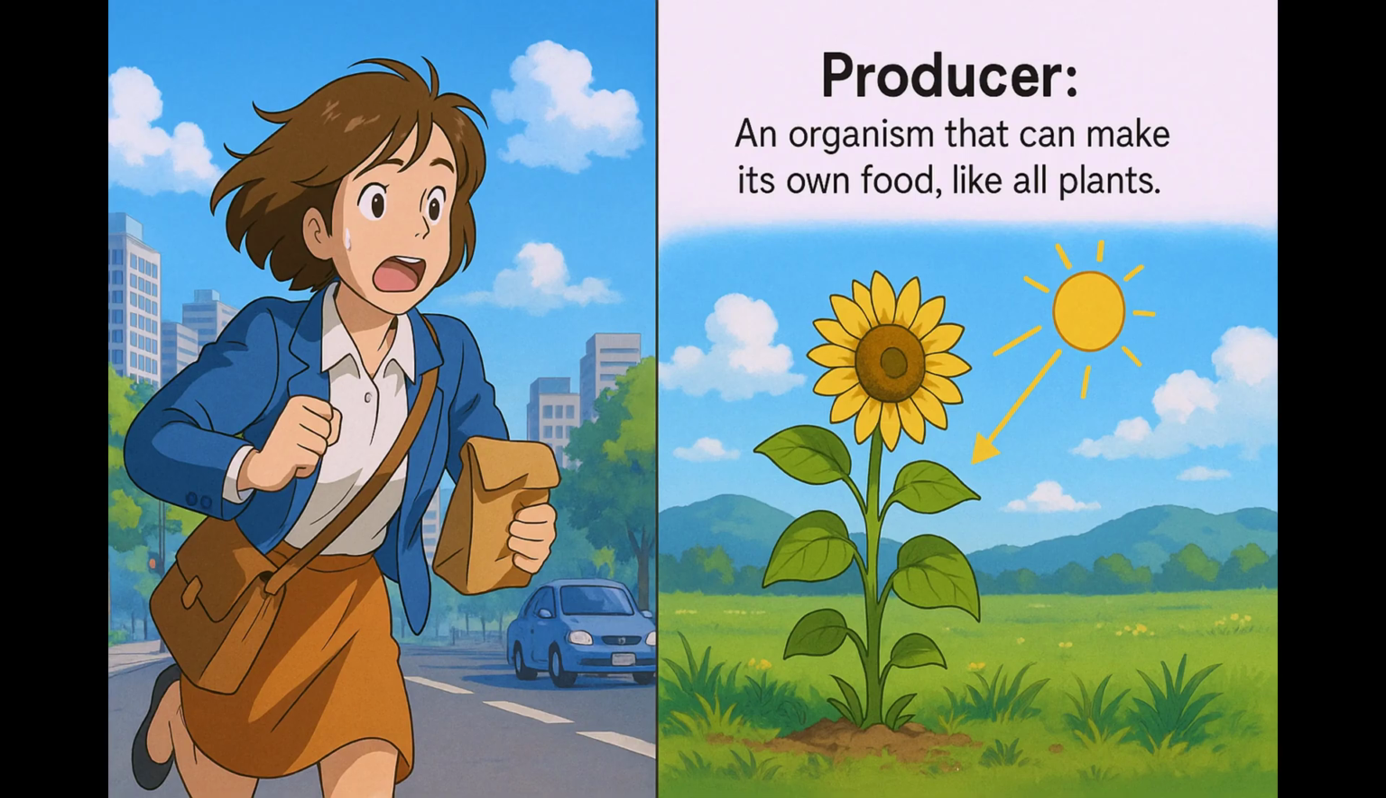Just as you might wish you could whip up a meal from thin air to avoid being hungry, plants use sunlight to produce their own sustenance through photosynthesis, ensuring they're always fed no matter where they are.